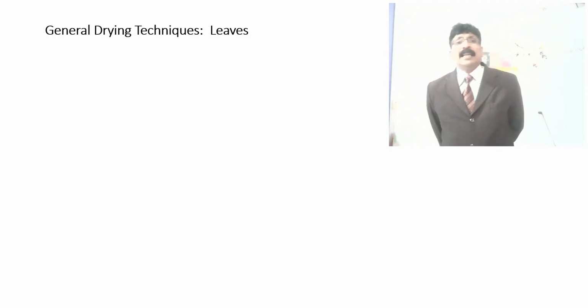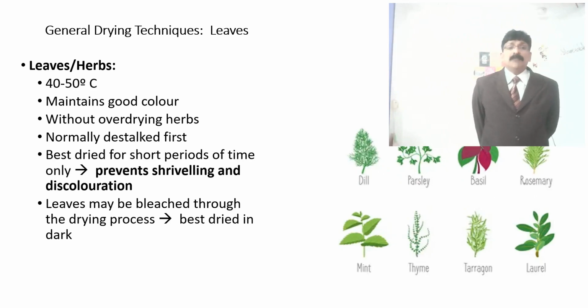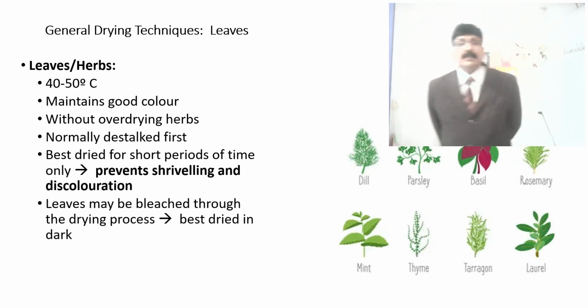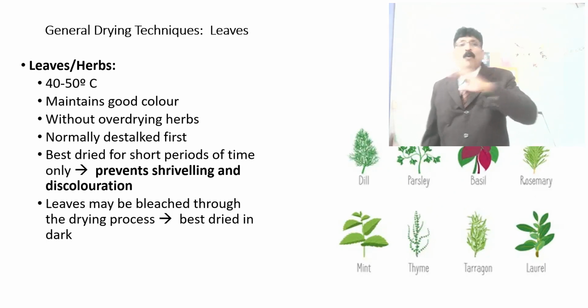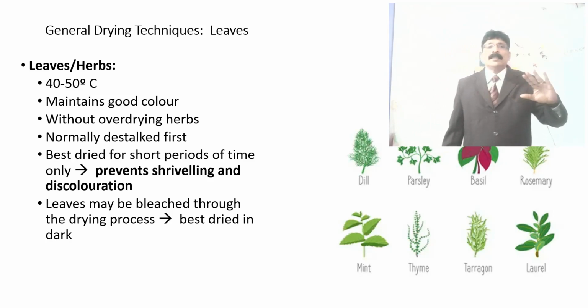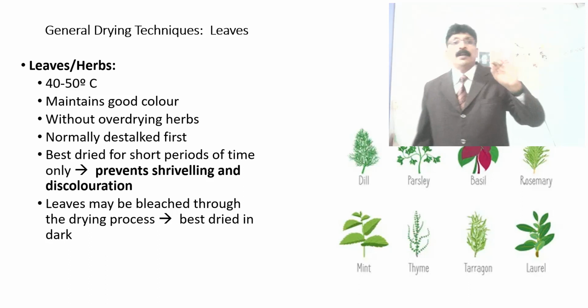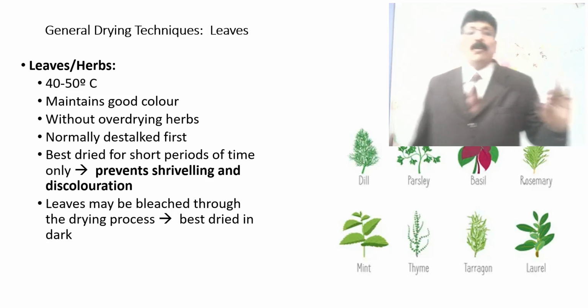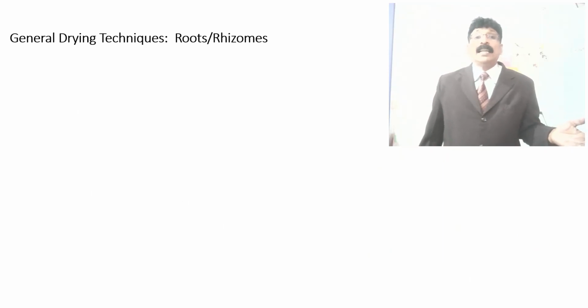Generally, drying techniques of leaves; we have many leaves. Leaves are dried at 40 to 50 degrees centigrade, to maintain good color, without over drying herbs. Normally destalked first, stalks will be removed. Just drying for a short period of time only prevents swelling and discoloration. Leaves may be bleached through the drying process. Best drying in dark.